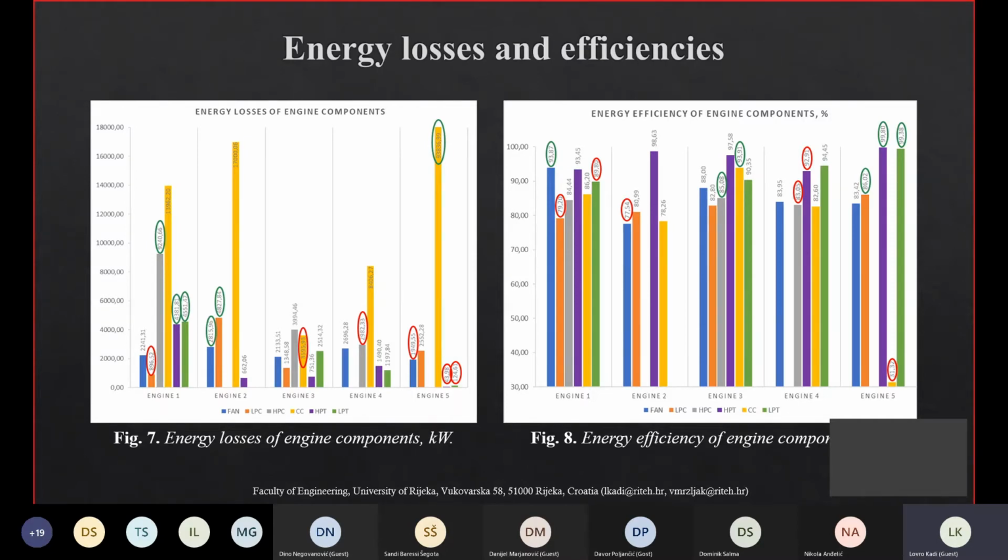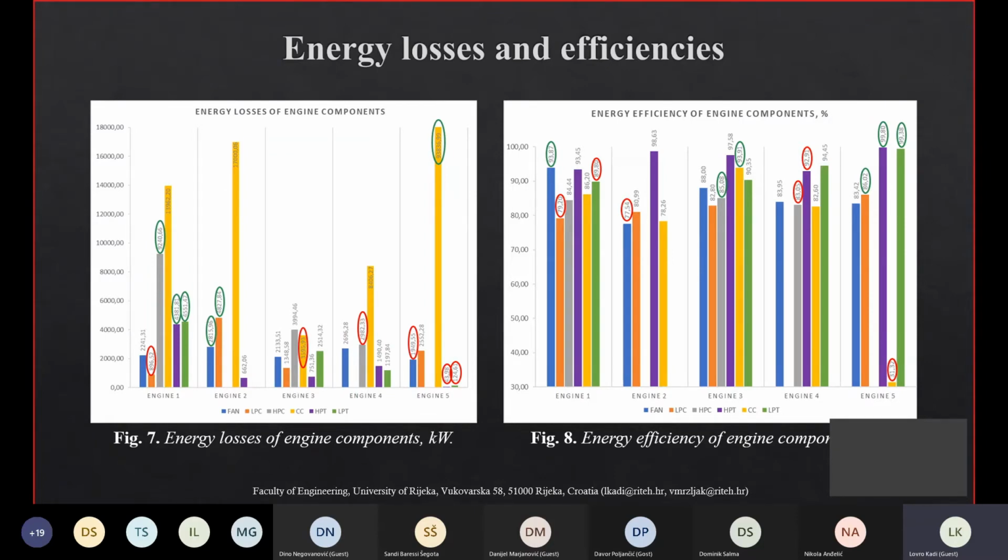Let's move on to low pressure compressors. The one with the biggest energy loss can be found in engine 2, while the one in engine 1 had the smallest energy loss. You can see the values in kilowatts here on the figure. The high pressure compressor with the biggest energy loss was in engine 1, while engine 4 had the high pressure compressor with the smallest energy loss.